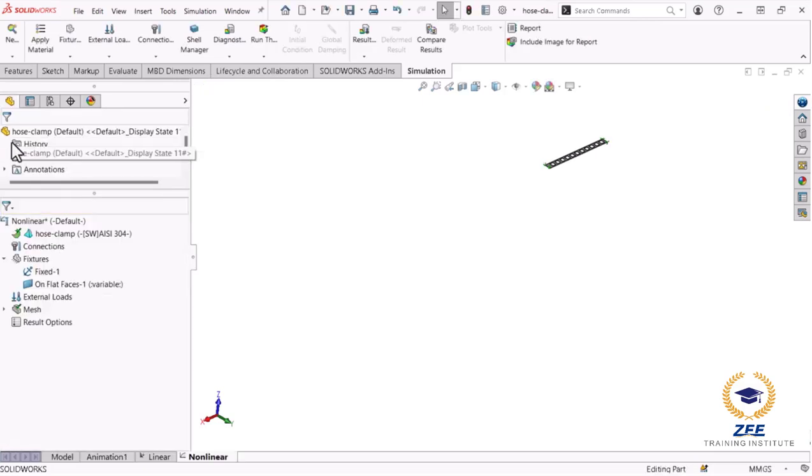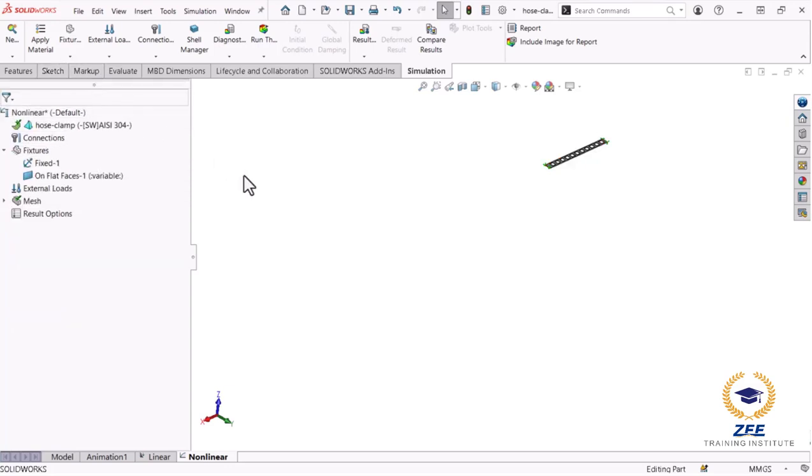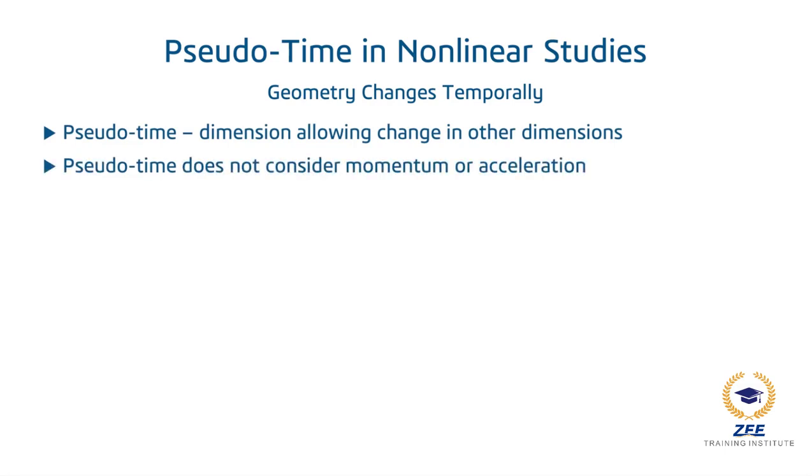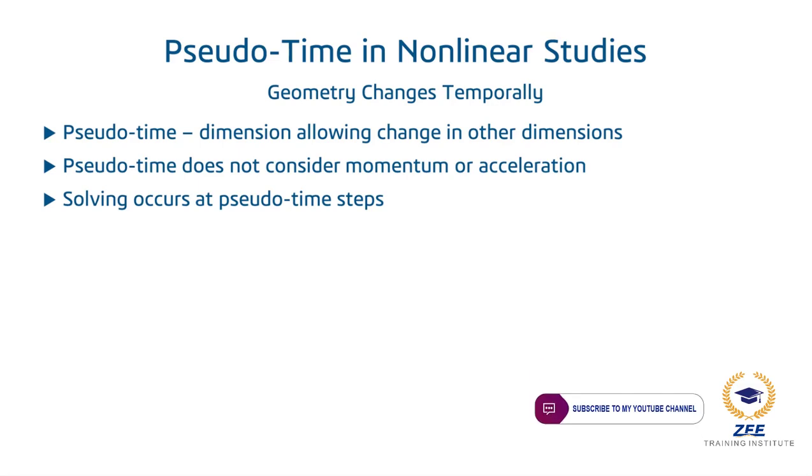A nonlinear study incrementally updates a structure's stiffness while applying the load through an intermediate parameter called pseudo time. Pseudo time acts as the fourth dimension through which the 3D model evolves. Pseudo time differs from physical time because it does not consider acceleration. The software updates the structure's loading condition and stiffness, with geometry and material considerations, at each pseudo time step.